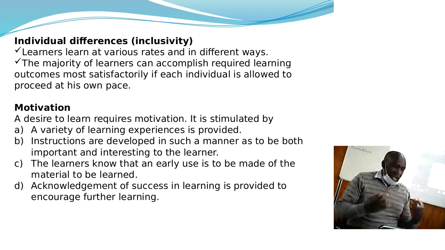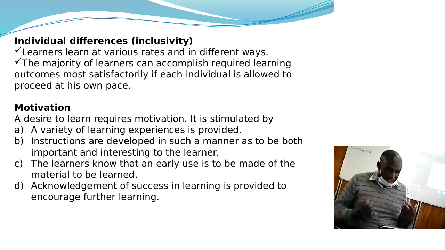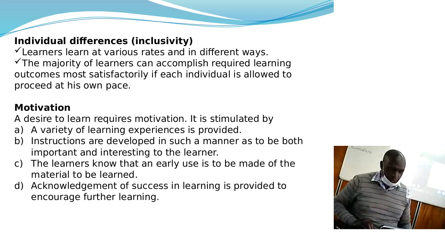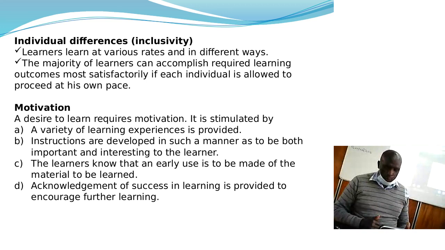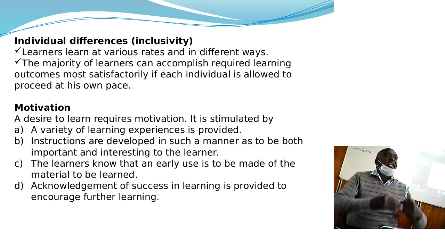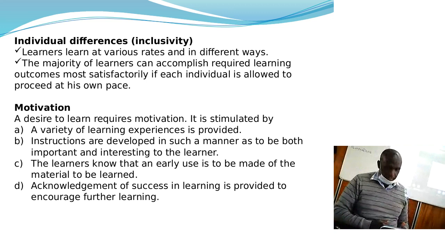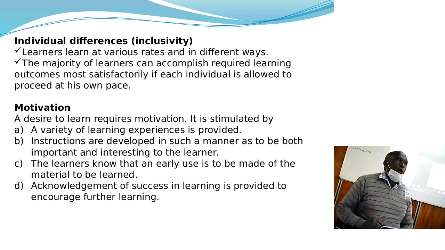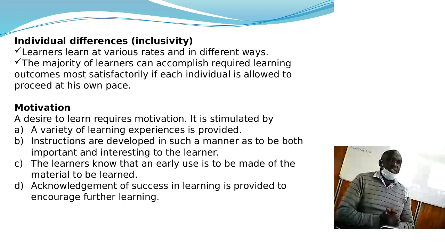We may have a class of students. If we don't really stimulate them, if we don't expose them to a variety of experiences, then the learning becomes meaningless. Instruction is developed in such a manner as to be both important and interesting, meaningful to the learner. So, as I said, the objective, the learning outcome, must be explained right from the beginning. The learner should be aware of what is expected of him. Acknowledgement of success in learning is provided to encourage further learning. You know, the most important thing is how we involve the learner, how we make the learner interested in the learning process, whether you are there or not.